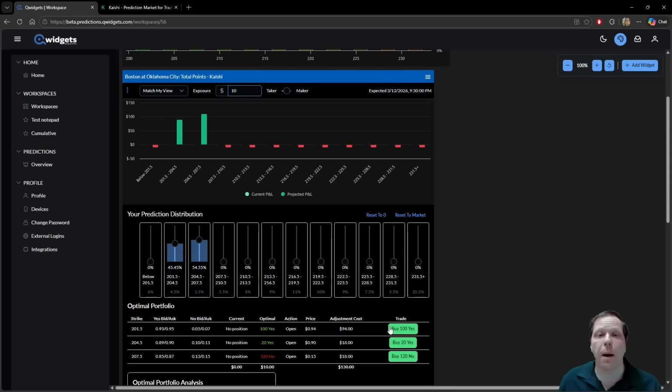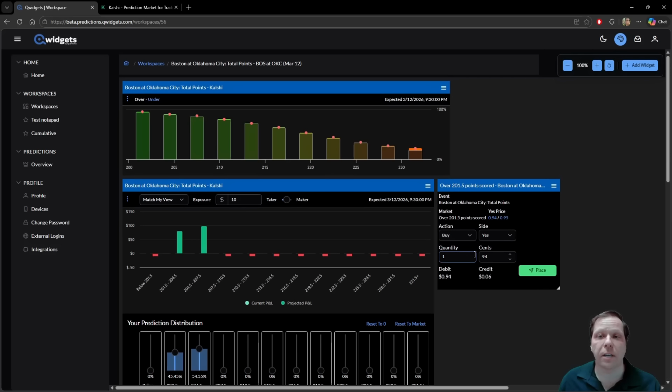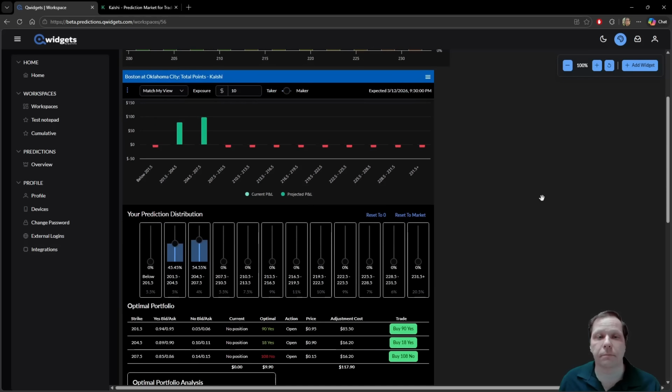Trading buttons are provided next to each position if that position differs from your current holdings. If we buy a position here, we can see how it factors into the analysis and the trading plan.